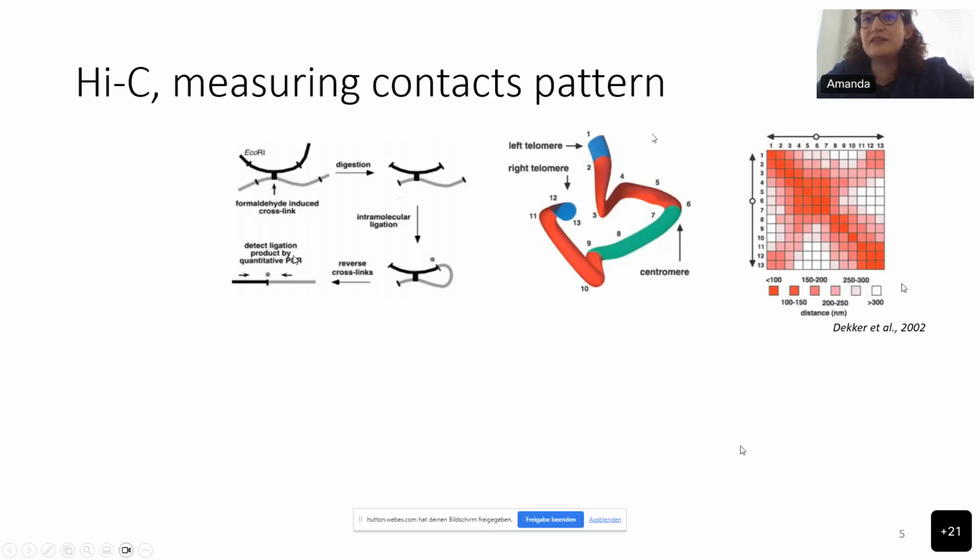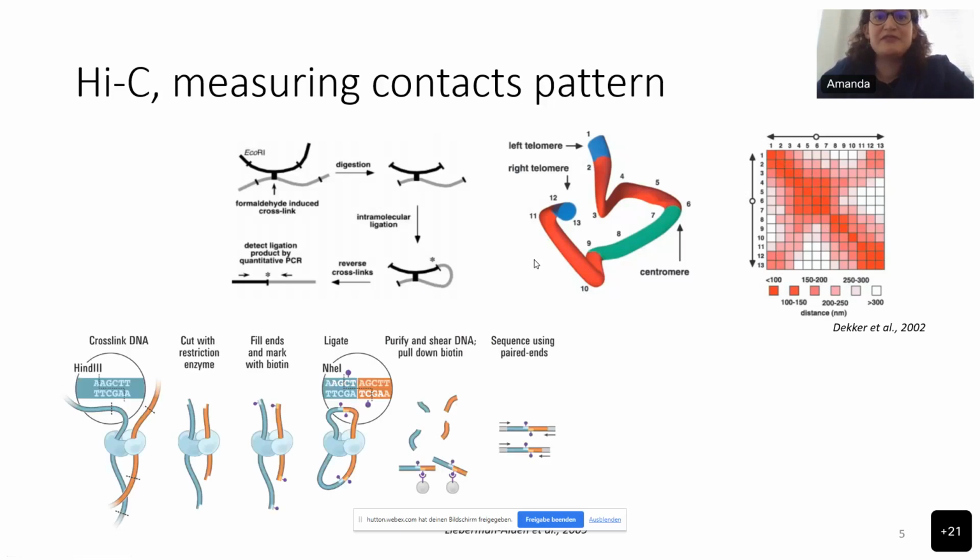So we have this main diagonal, which indicates that pieces close to each other in the sequence are also close in space. But some parts that are not close in sequence can also be close in space. So this is the main technique, so-called chromosome conformation capture.